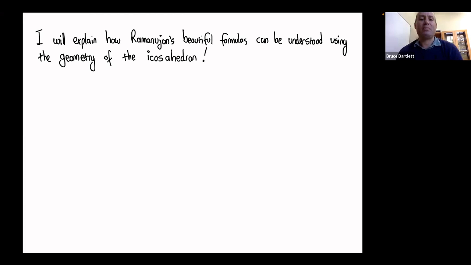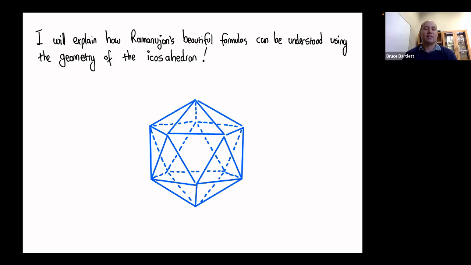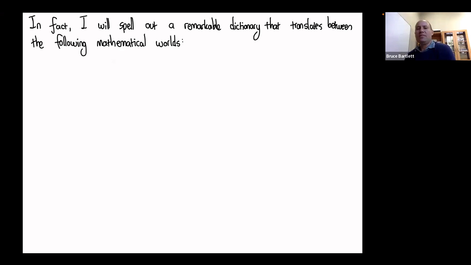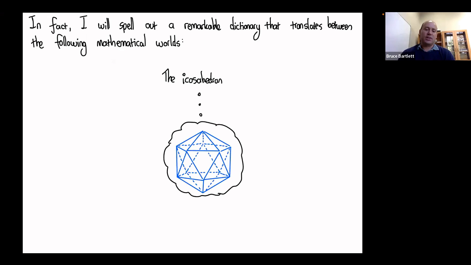I'm going to explain how Ramanujan's beautiful formulas can be understood using the geometry of the icosahedron. Right? The icosahedron is the fifth and most mysterious Platonic solid. In fact, I will spell out a remarkable dictionary that translates between the following mathematical worlds. Firstly, we have the icosahedron. So you want to be thinking of this shape.